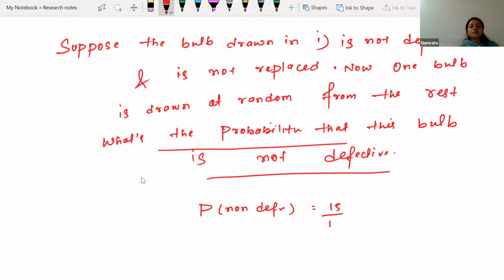Total outcome is 19. Favorable outcome is 15. So can I say the probability will be 15 over 19? Are you getting it? Yes. Everyone, are you getting it? Yes, ma'am. Okay. Let's move to the next concept.